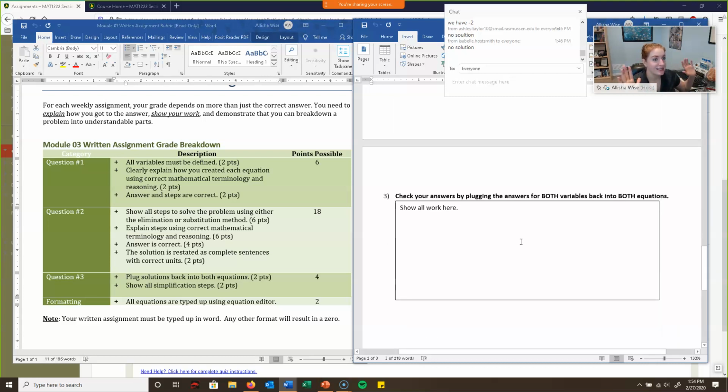Number 3, this is the easiest part, guys. You're checking your solution. And you should be doing this anyways, right? Because we want to make sure it's correct. So you're going to take both of your answers and you're going to plug it back into both equations. And you're going to check that you get true statements in either case. So there's no solving here. It's just plugging it in, simplifying, checking that you got 2 correct solutions.